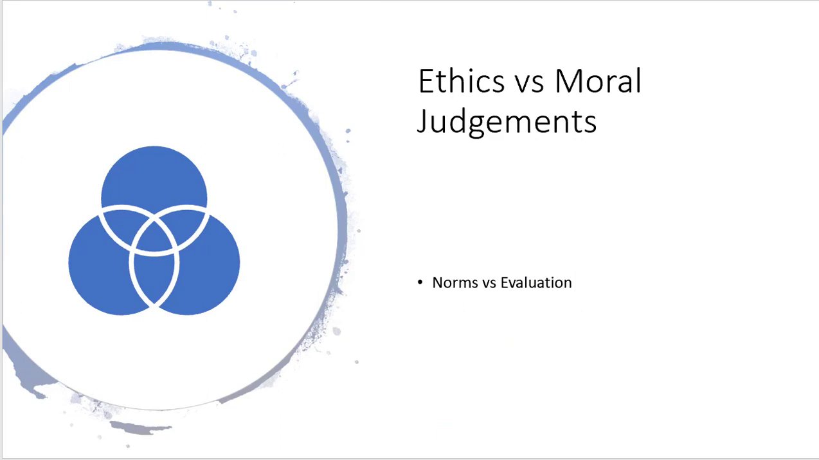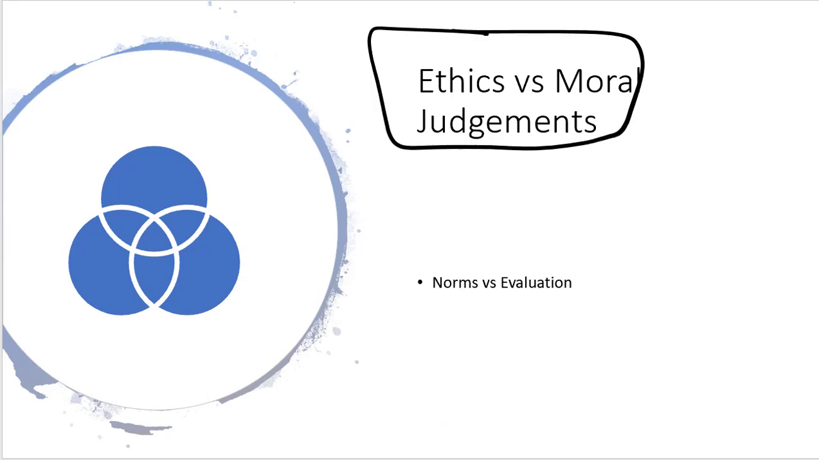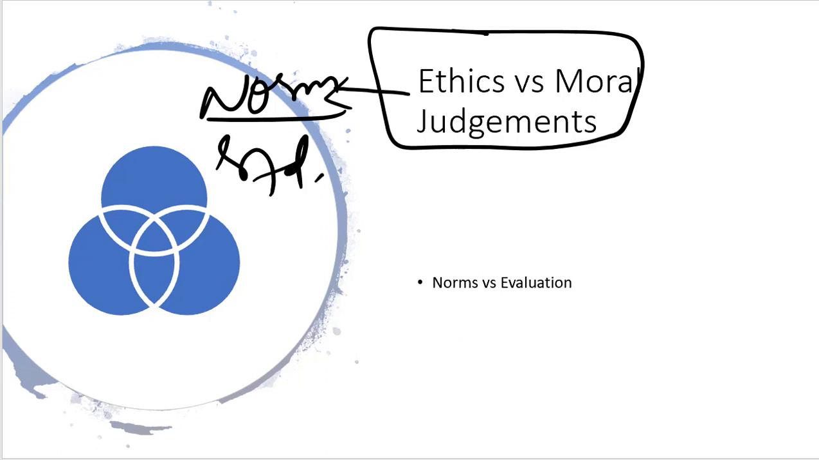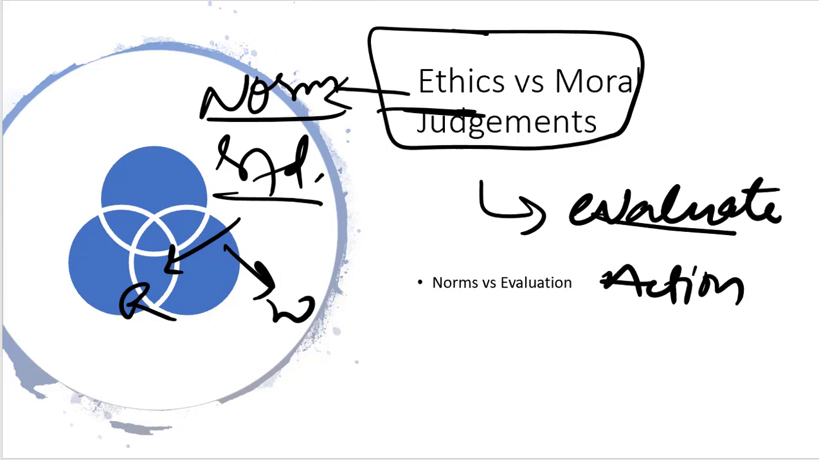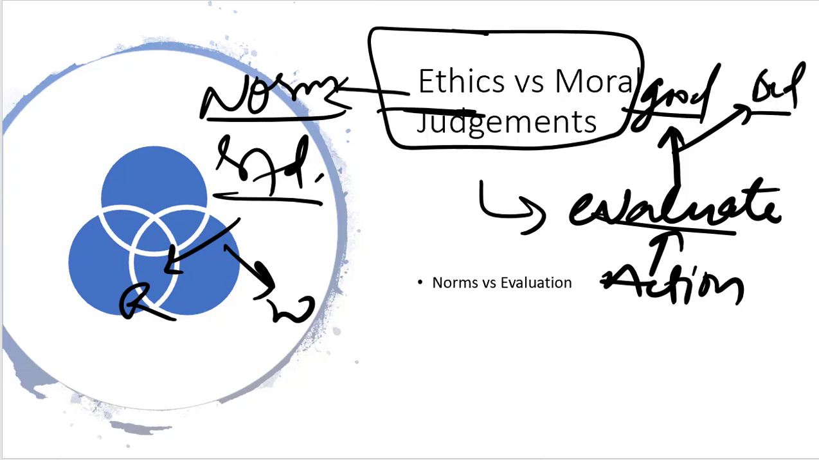Now, ethics and moral judgments. The basic difference is ethics studies the norms of what is right or wrong. So when we study the norms, or you can say the standards of what is right or what is wrong, then you're talking about ethics. But in moral judgments, instead of the norms, we evaluate the action. For example, an action is performed, and then you evaluate that action in the light of whether the action was good or whether the action was bad. In this situation, you're making a moral judgment.